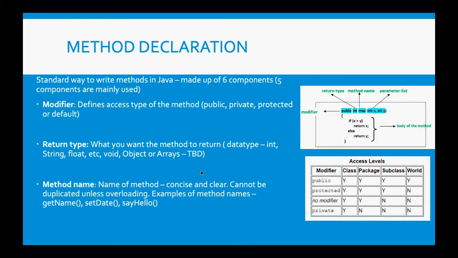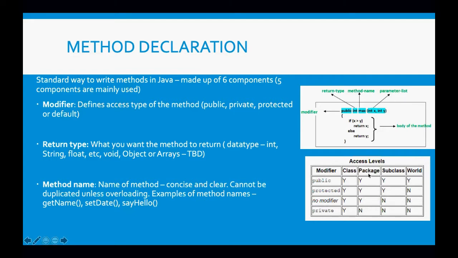So for a method declaration, you have to put some things into consideration. On my right-hand side on this picture, we have what your method definition needs to contain. So it's basically the standard way of writing methods in Java. It's made up of 6 components, but 5 are required and should be used. If you don't use all the 5 components, your compiler will throw an error and you have to go back to fix it. So the first one is your modifier, which defines the access type. If you want your method to be private, protected, public, or default.